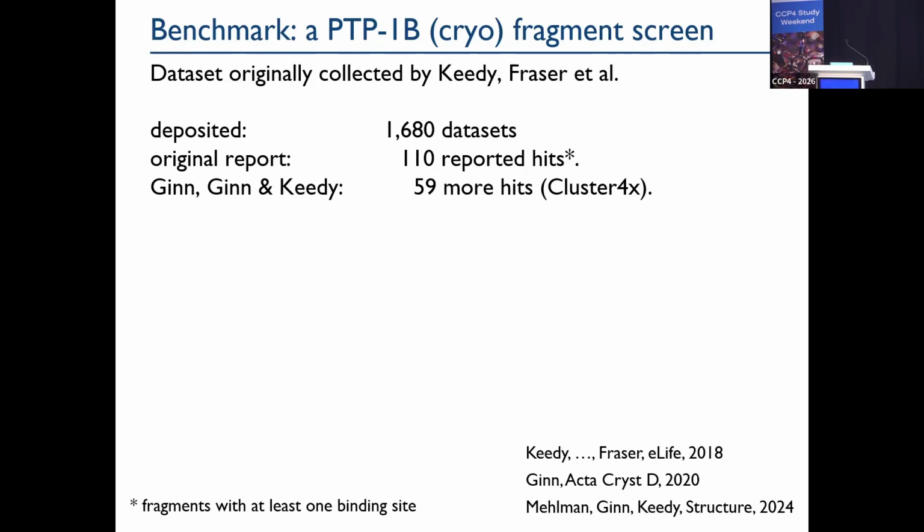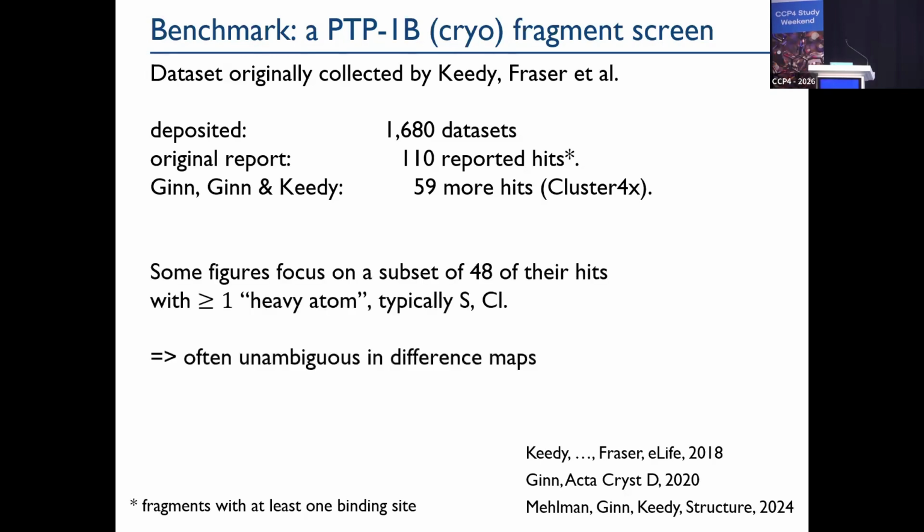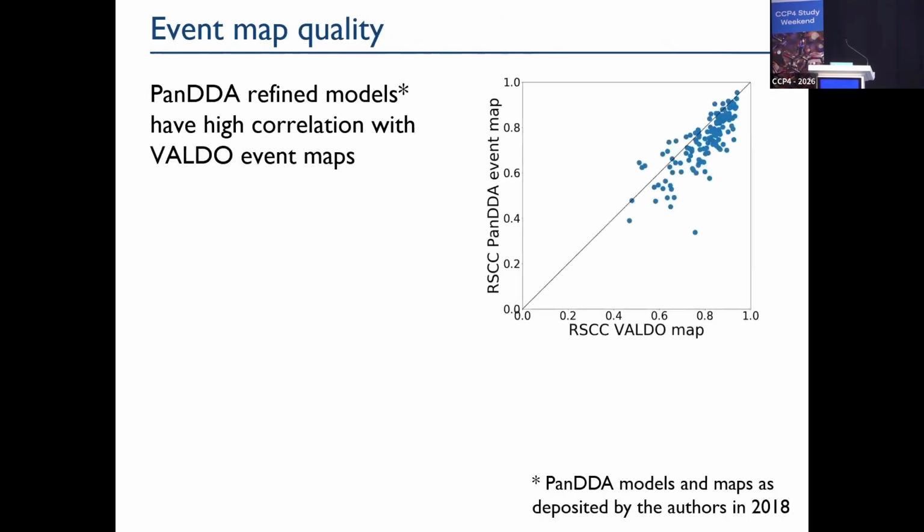Helen, and subsequently Helen and Daniel, reanalyzed these data in 2 more papers and found an additional 59 hits. For some of what we'll be talking about, I will be focusing on fragments that contain at least one heavy atom. We've been using those sharper peaks you can get from the heavy atoms as a reference for doing more quantitative comparisons.